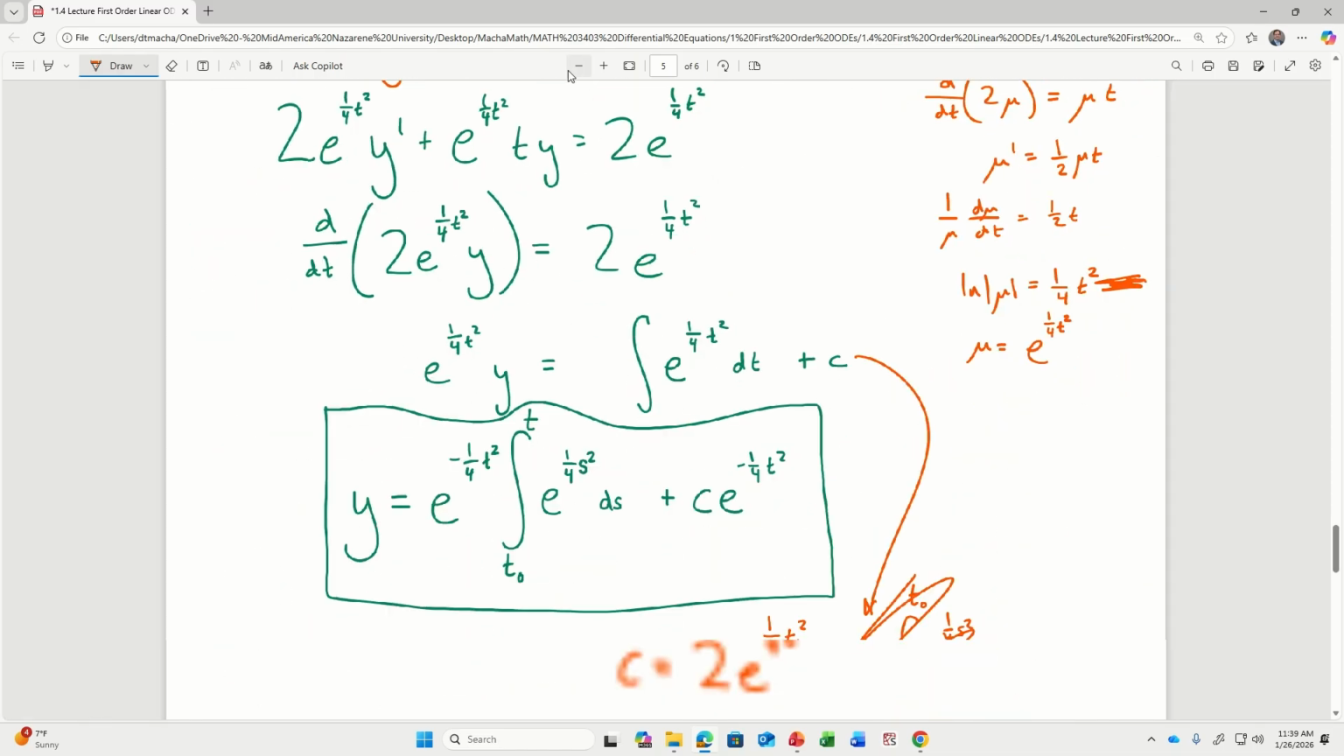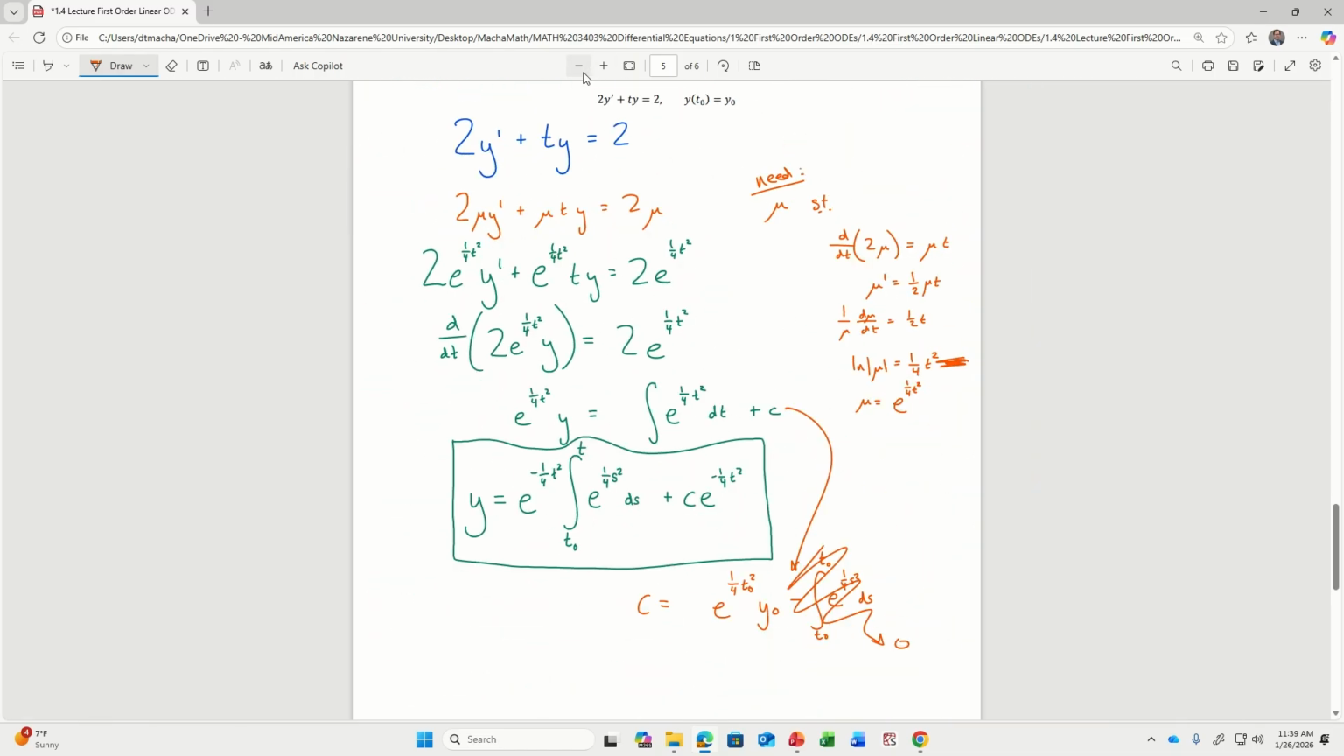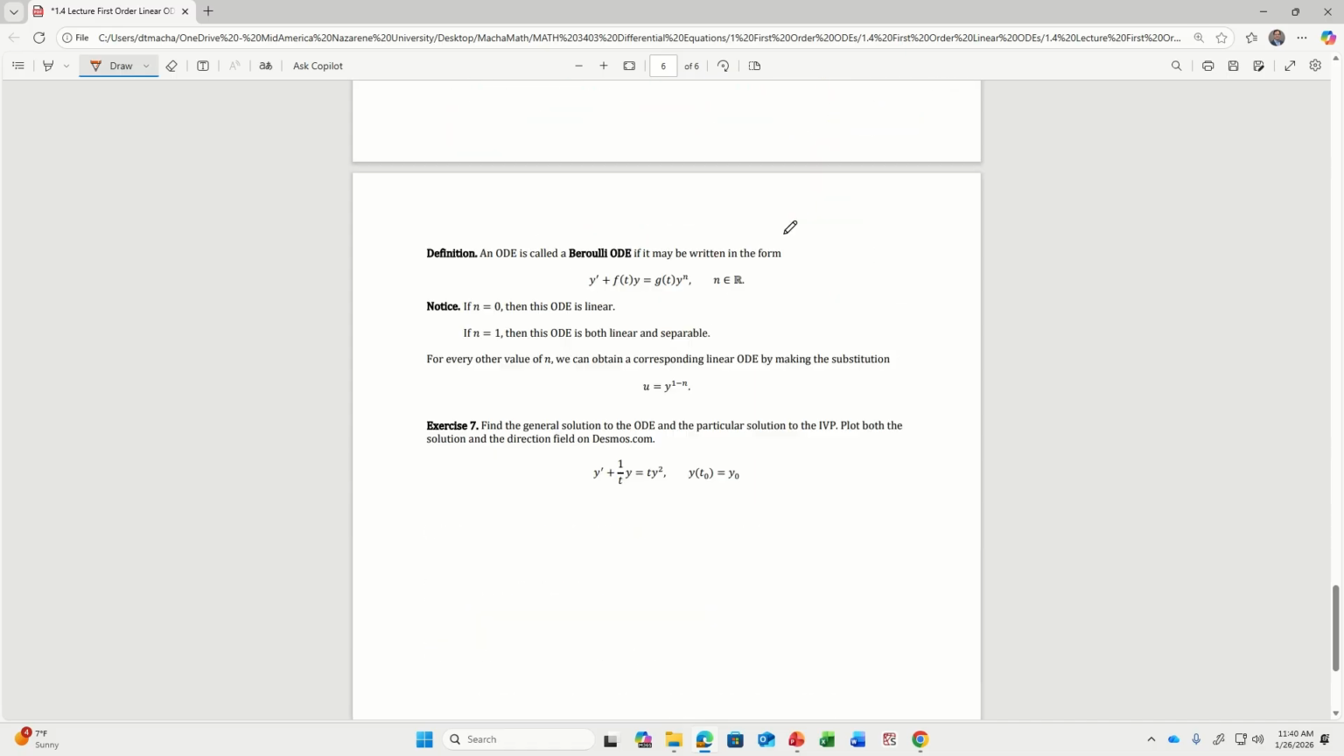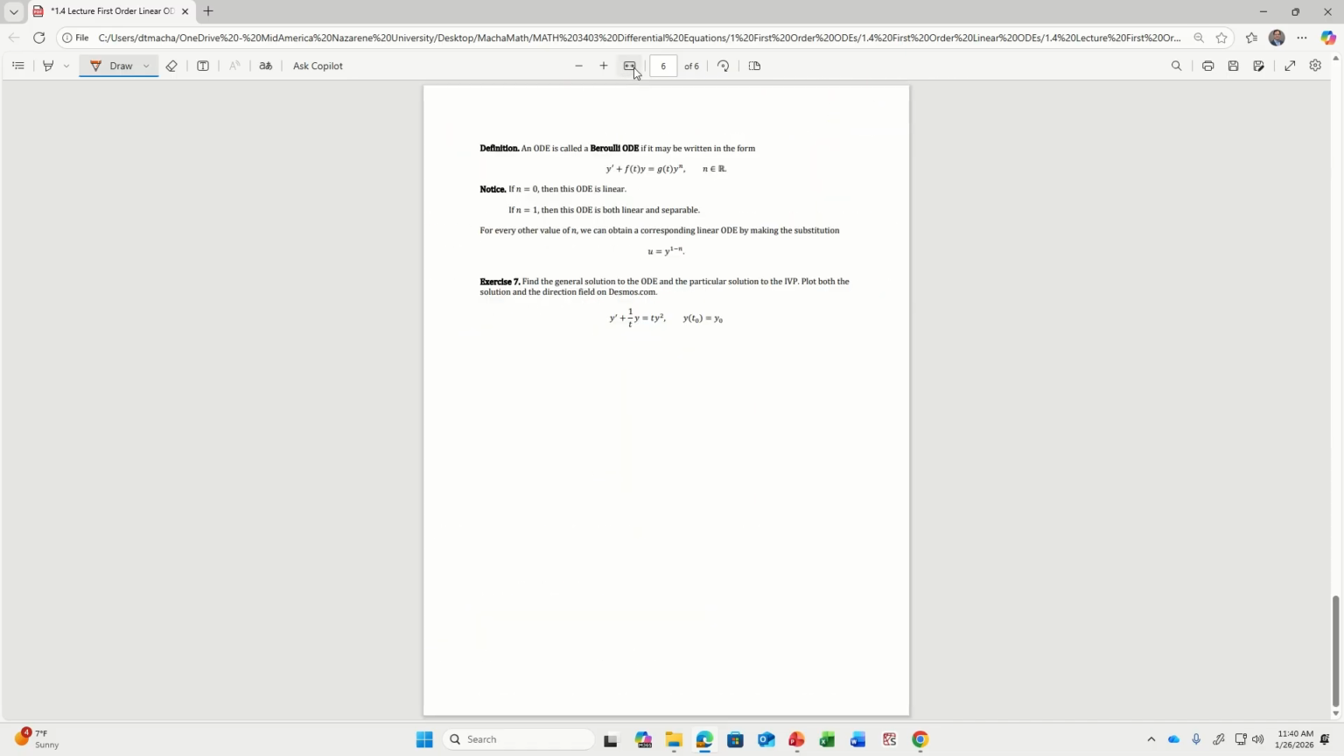Any questions about doing this one? So even a really, really, really super stupid easy looking ODE can still have a really nasty solution. It's the unfortunate truth here.